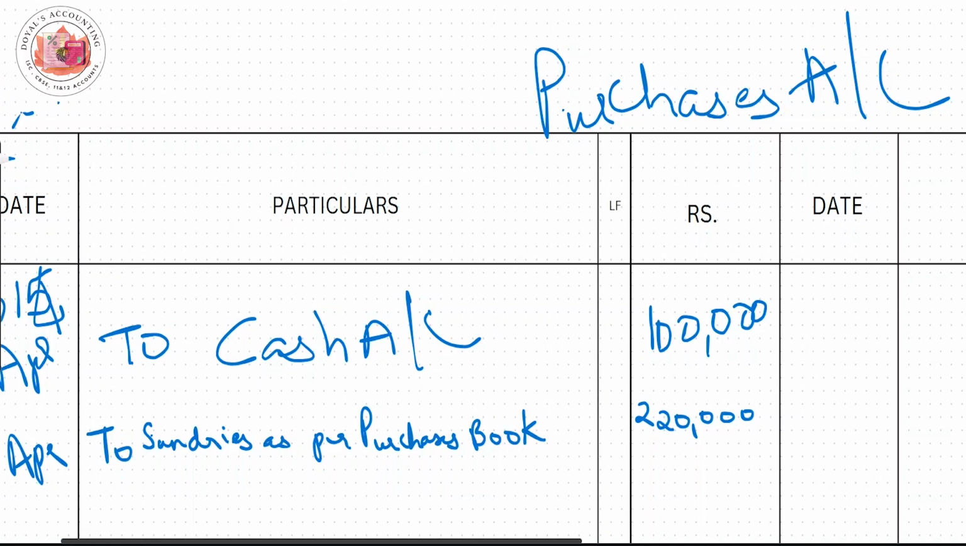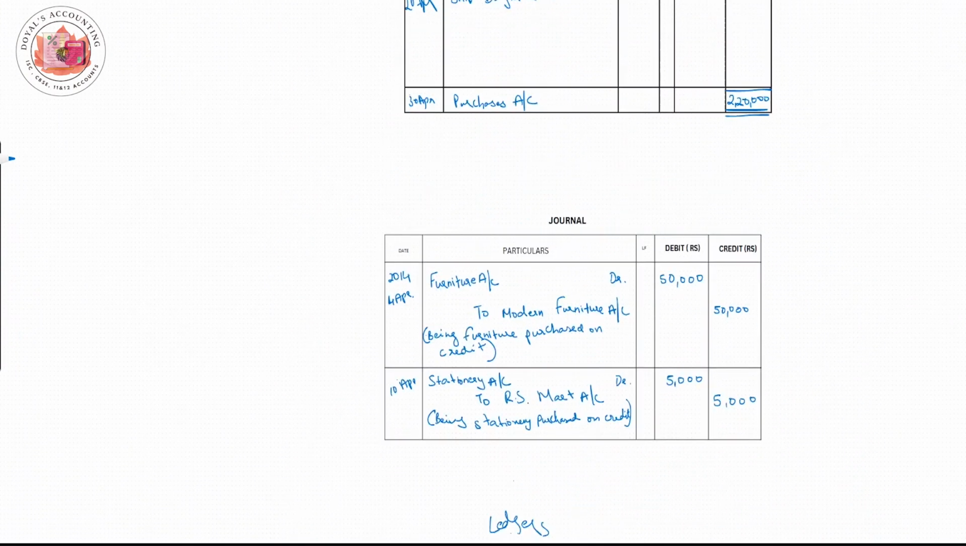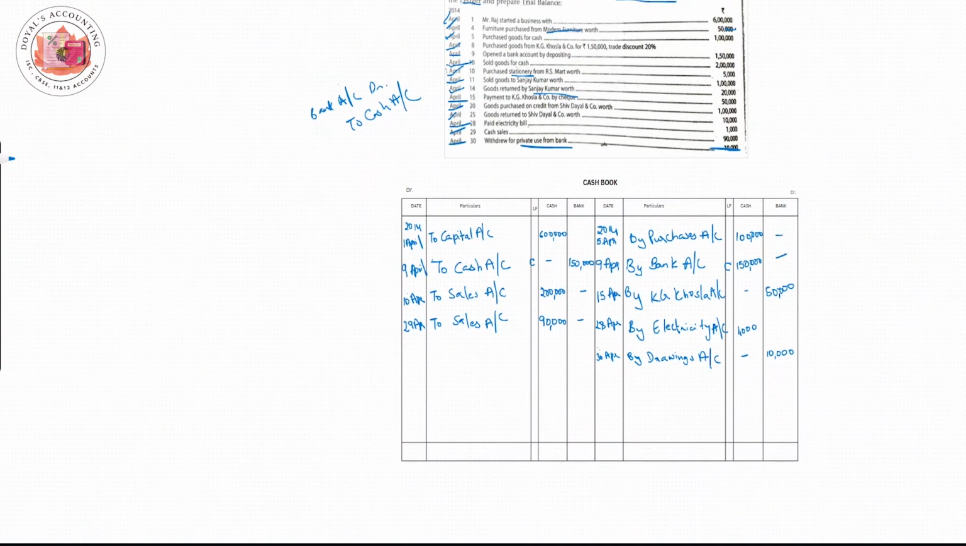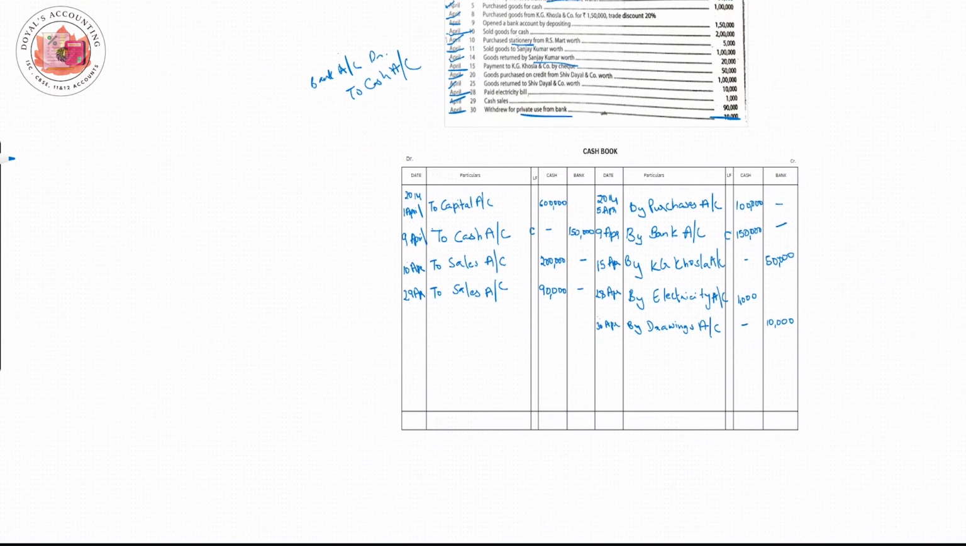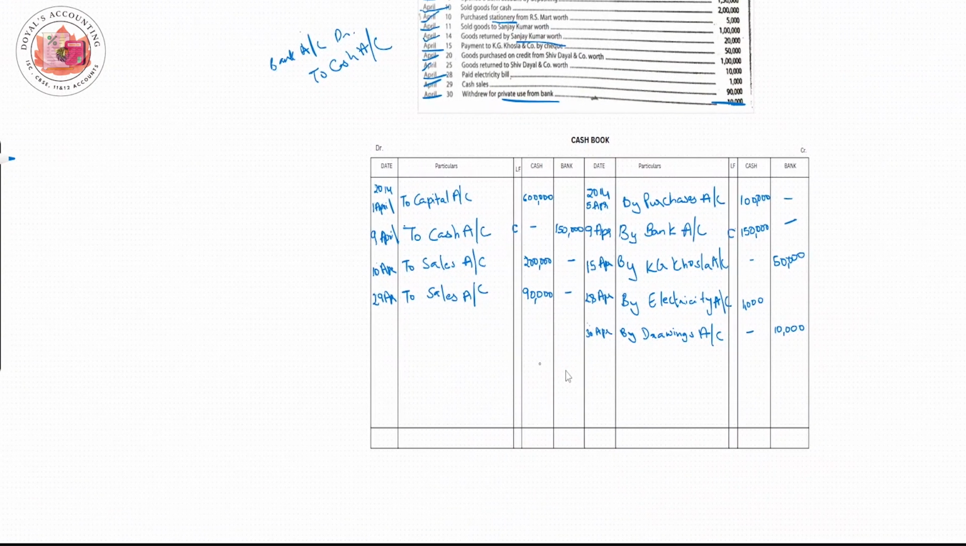Okay. Now I have completed all my entries. Now that I have completed all my entries, I have entered all the amounts, posted all the amounts in my ledgers, and the month has been completed. My next task is to balance these ledgers. So let's get to balancing. Let's start with our cash book.